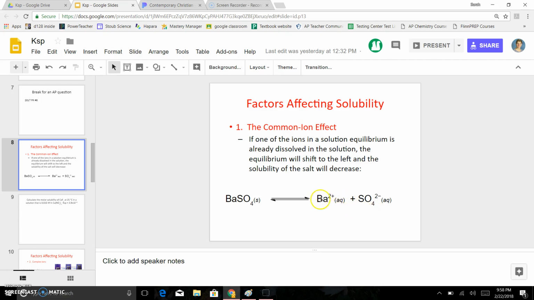If you happen to add more barium ions, then this side will be too heavy according to Le Chatelier's principle. The Q is no longer able to decay, so it has to shift to create more solid to reestablish equilibrium. That's a common ion effect. If you add a common ion like barium or sulfate, it's going to shift to produce more solid. It's a way to make more solid.